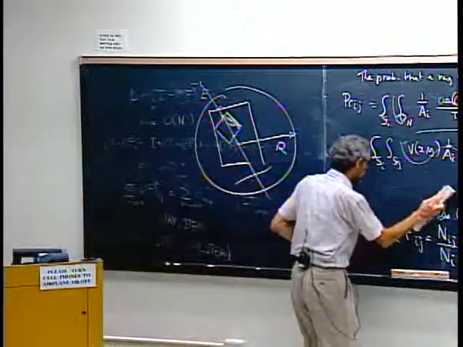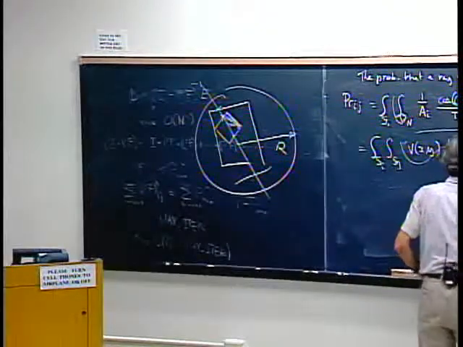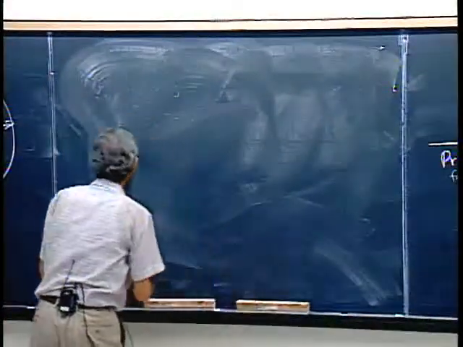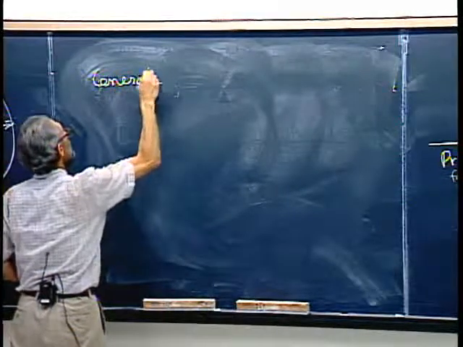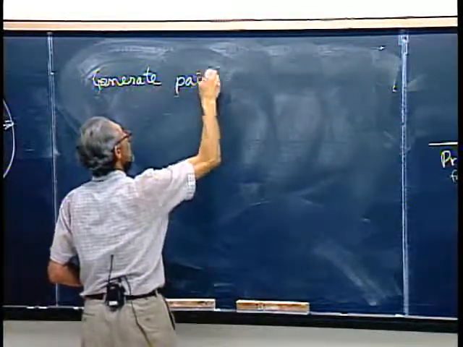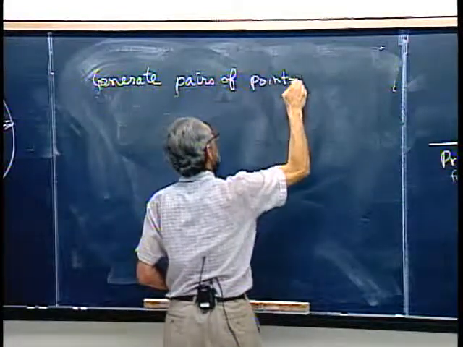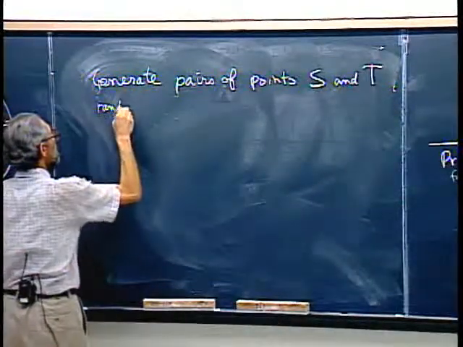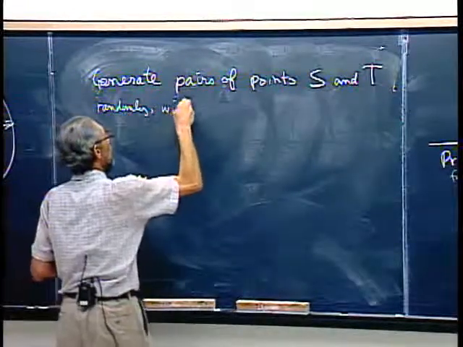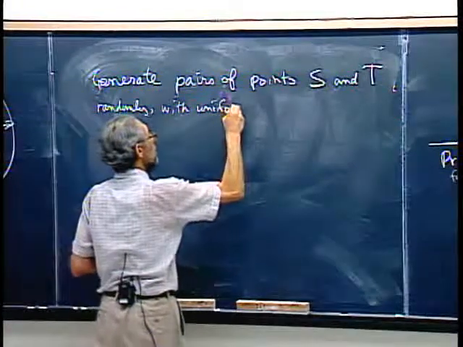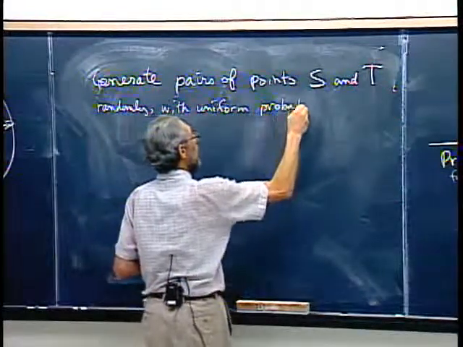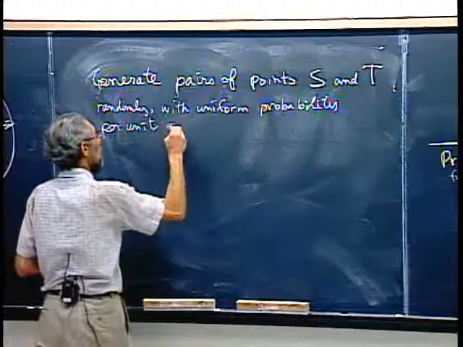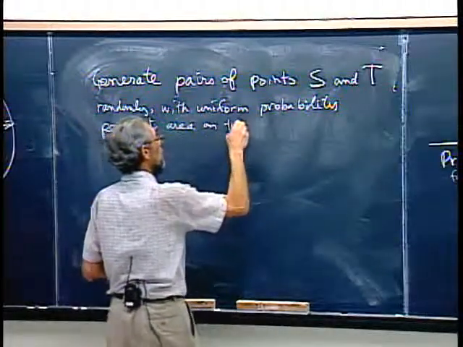And the method suggested in the book that I actually want to spend the rest of the period talking about for distributing global lines is create this bounding sphere and then generate pairs of points S and T randomly with uniform probability per unit area on the enclosing sphere.